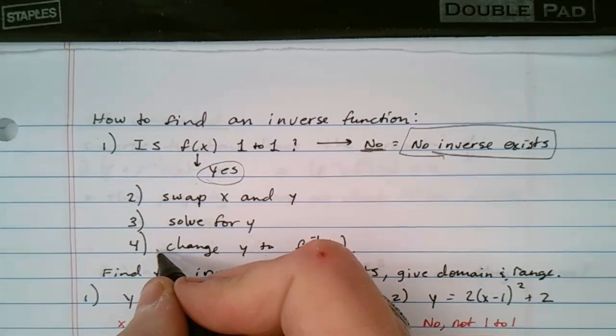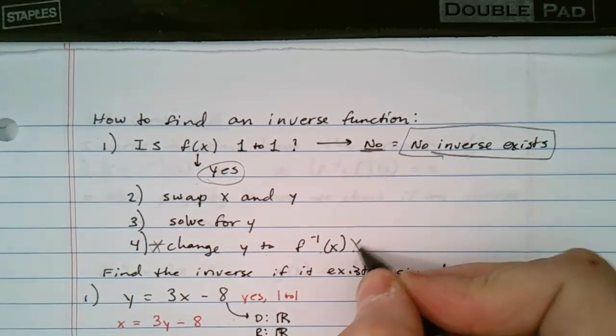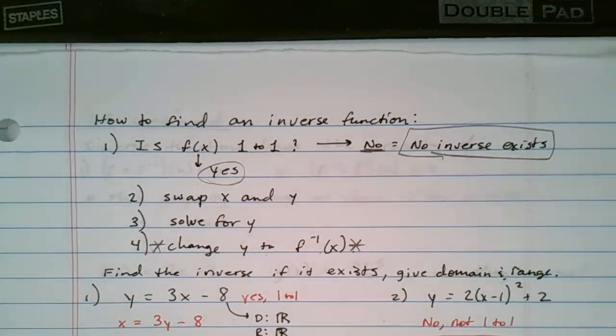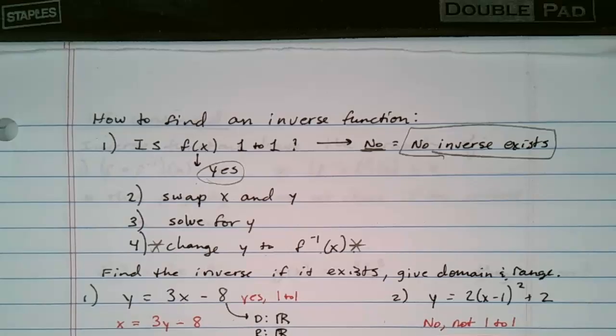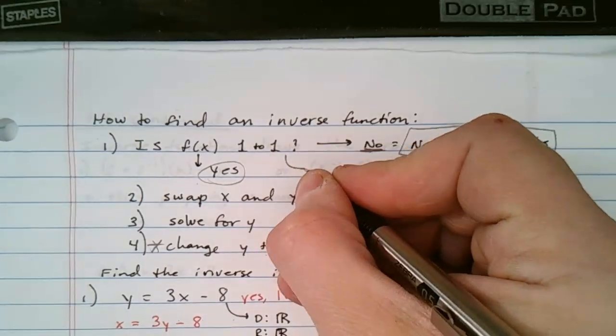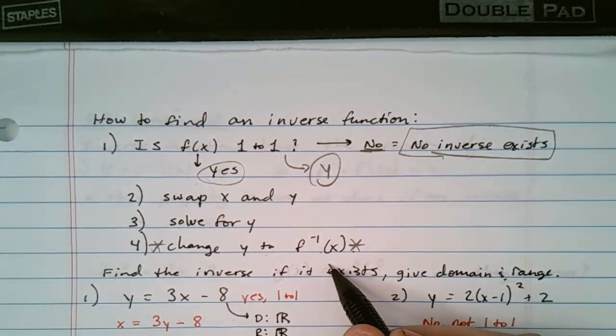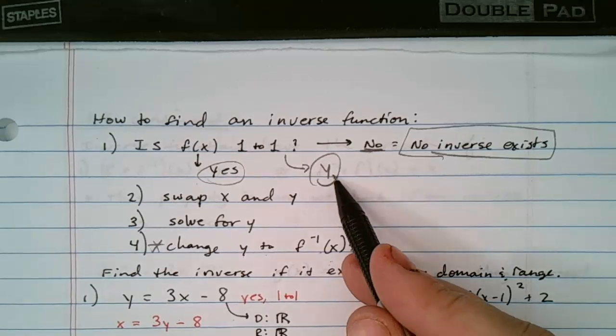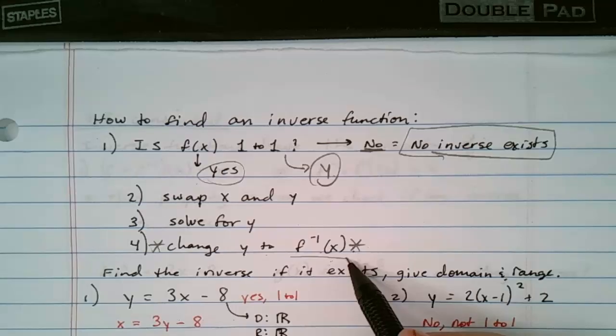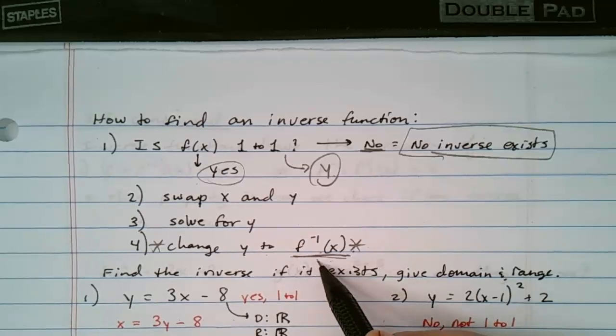Now, this step here is exceptionally important, and if you don't do it, I take off lots of points. The reason for that is the original function is defined as y. This new function that you've created cannot also be defined as y. It has to be defined as something new, and that's why we call it f inverse of x. So make sure you do this last step.